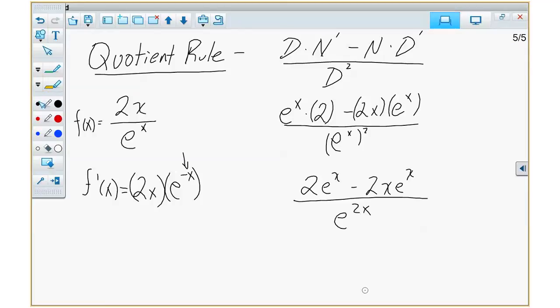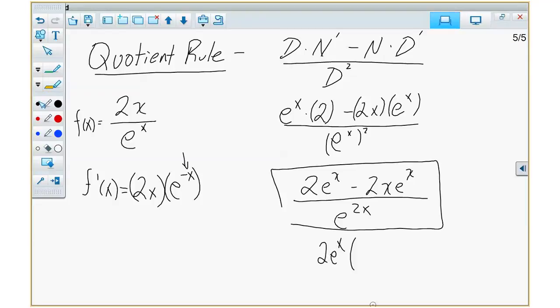Can we factor out anything? Yes, you can factor out a 2e to the x. I'll take this answer if you were doing a test, if you want to stop there. Or you could factor out 2e to the x, and that will give you what? 1 minus what? x over e to the 2x. So I'll take either one of those answers.